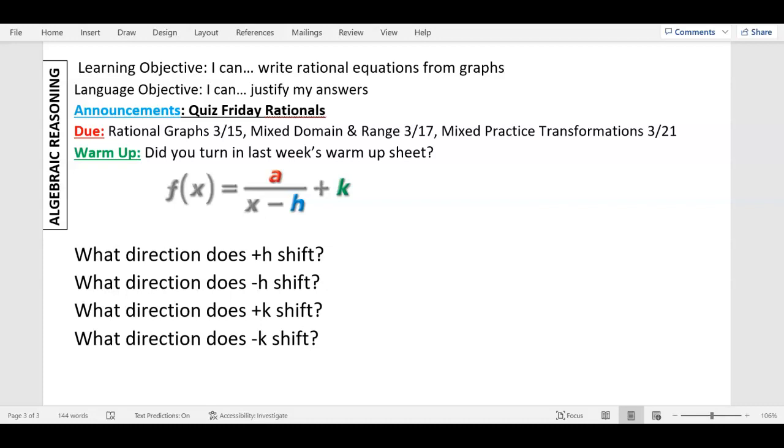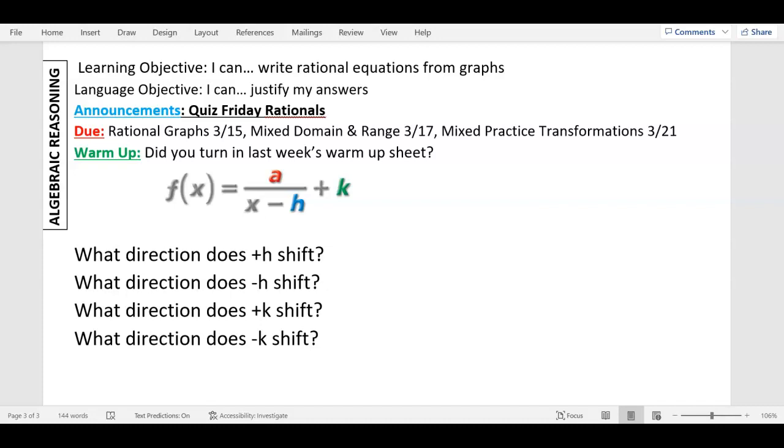Cool. Now, the formula we've been using has x minus h on the bottom, and then k off to the side. What do we know about h? It's a lie. It's opposite, okay? So when it says what is plus h, which way does that go? What do you think? Negative direction, which is which way though?